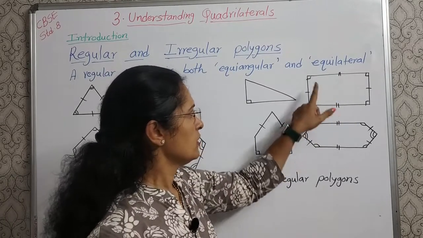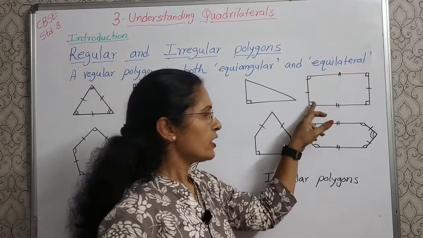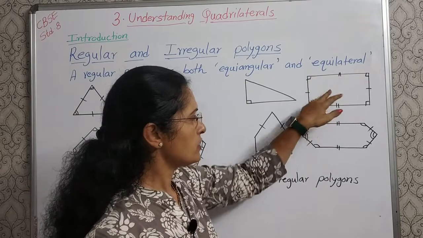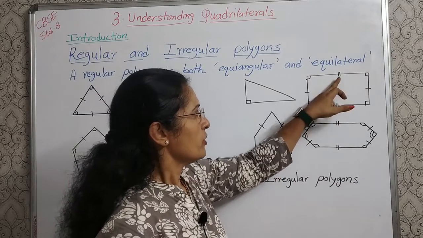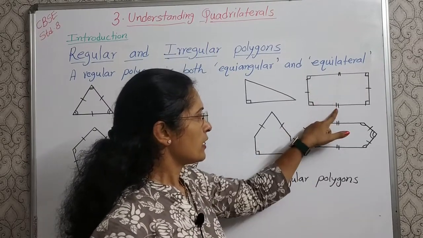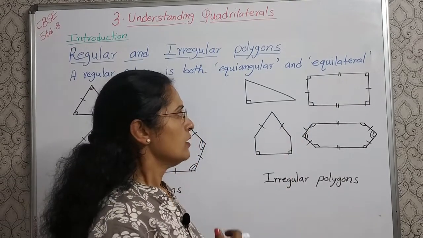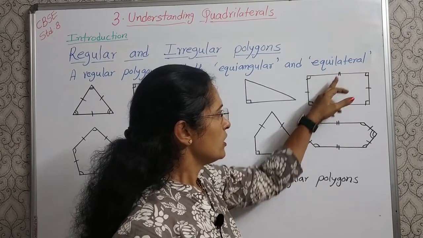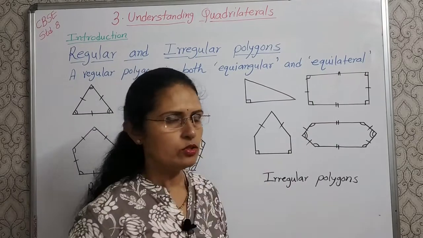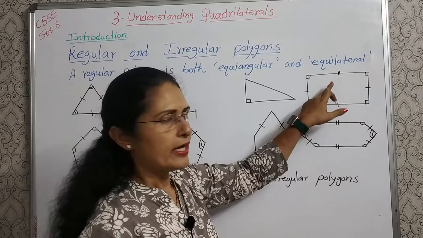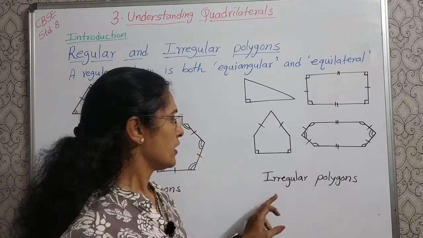But now see in this figure, all four angles are shown as 90 degrees each. It means it is equiangular. All the angles are equal. So this is equiangular, but it is not equilateral, because these two sides are shown by the same marking, so they are equal to each other, and these two sides are shown by the same marking and they are equal, but they are not equal to these two sides. It means all four sides are not equal, therefore this is not an equilateral figure or polygon. Therefore this is an irregular polygon.